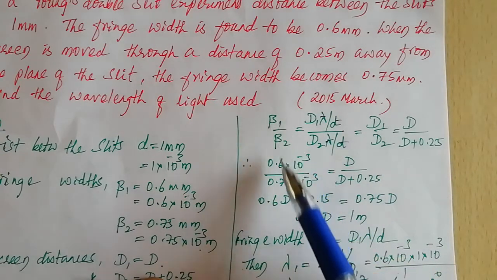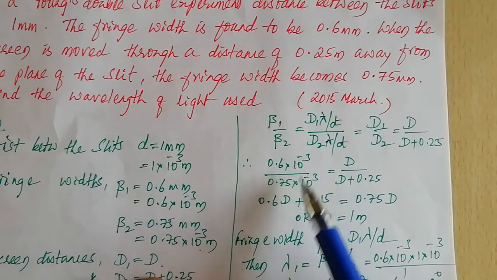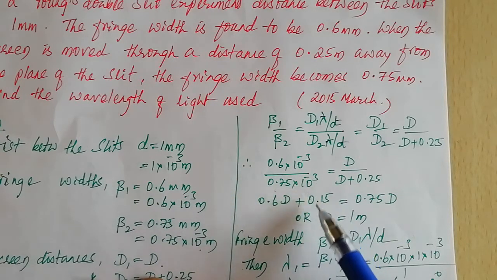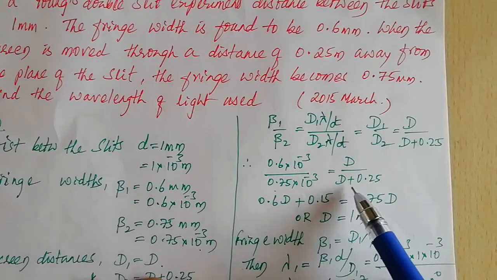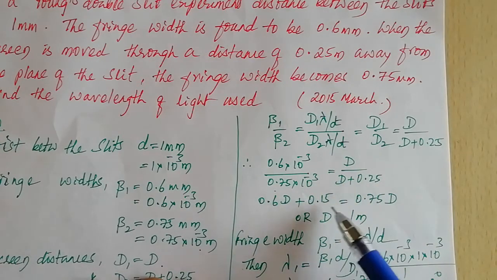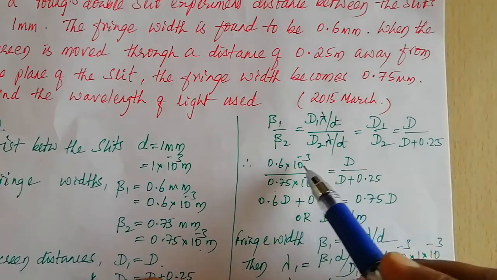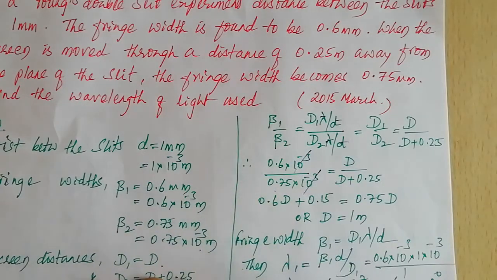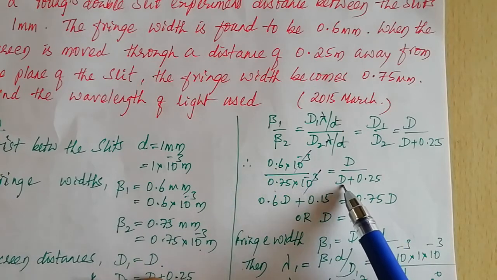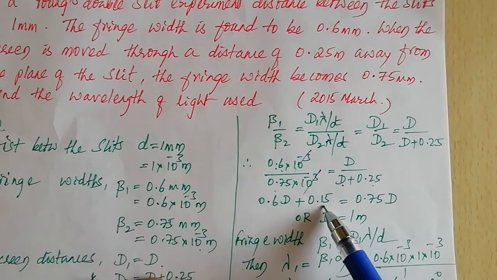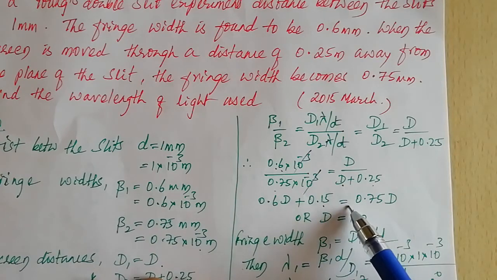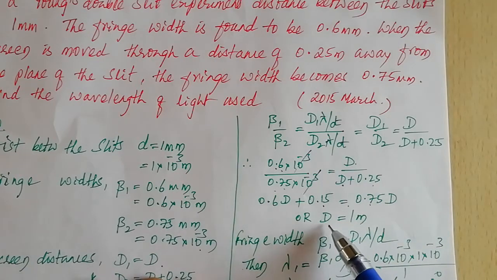Substituting for beta 1 and beta 2: 0.6 into 10 raised to minus 3 divided by 0.75 into 10 raised to minus 3 equals D divided by D plus 0.25. On cross multiplication, 10 raised to minus 3 and 10 raised to minus 3 cancel. 0.6 into D plus 0.6 into 0.25, which is 0.15, equals 0.75 into D. Or the distance of the screen comes out to be 1 meter.